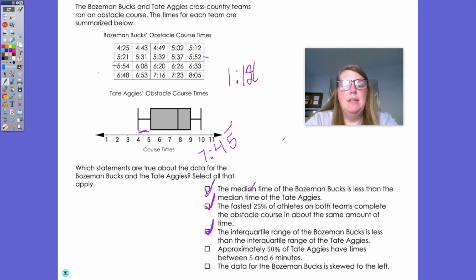Approximately 50% of the Tate Aggies have times between 5 and 6 minutes. So if we look at the Tate Aggies box plot, that is not 50%. That's less than 25%. Now, if they were the Bozeman Bucks, they were about between 5 and 6 minutes, but it's talking about the Tate Aggies. The data for the Bozeman Bucks is skewed to the left. I disagree. It looks like the Bozeman Bucks are pretty normal distribution if we were to plot it, so I'm not going to check that one. So just the first 3 of those were true.